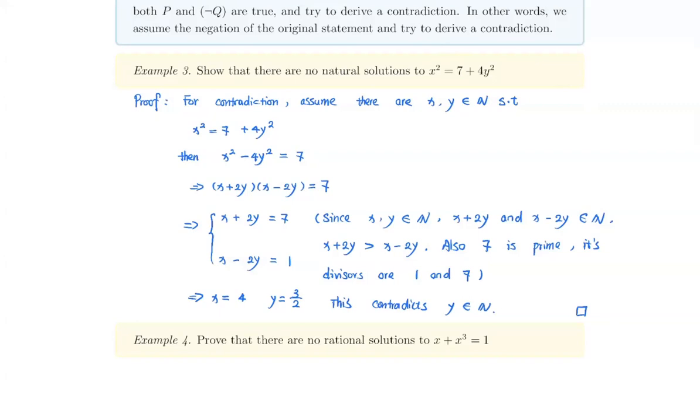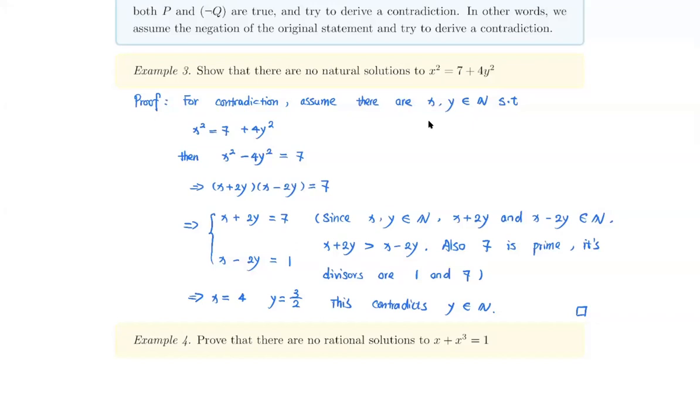Okay, I wrote down my proof. Let's talk about this. So for contradiction, you assume that we have natural solutions to this equation. Again, as I said before, you assume the negation of the original statement. So the negation of this original statement is that we have natural solutions to this equation. So that's what I did. For contradiction, assume there are x, y in natural numbers such that x squared equals 7 plus 4y squared. So this is your assumption.